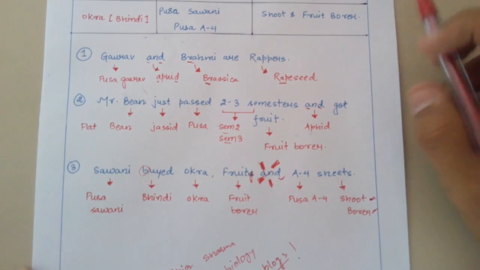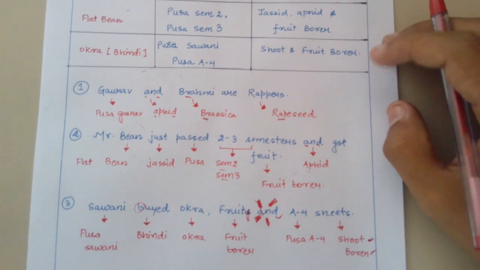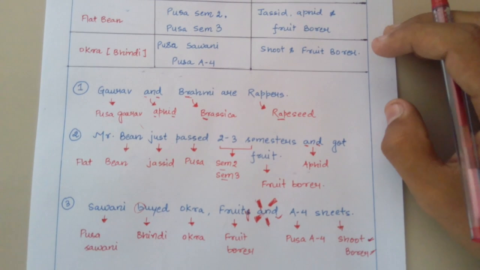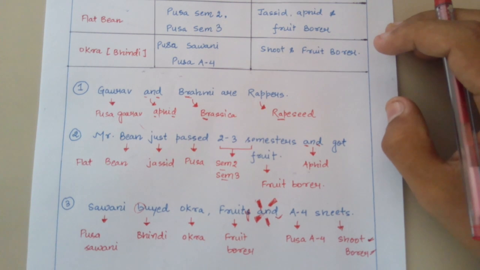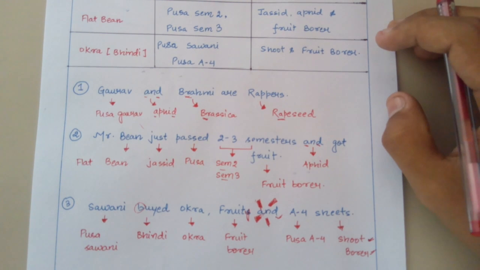So these are the three tricks to understand the whole table. We are going to revise it once more. The first trick is for brassica: Gaurav and Brahmi are rappers, where Gaurav means Pusa Gaurav, "and" means aphid, Brahmi means brassica, and rappers means rapeseed mustard, which is another name of brassica. The second trick is Mr. Bean just passed 2-3 semesters and got fruit, where Mr. Bean means flat bean, "just" means jassid, "past" means Pusa, 2-3 semesters means Sem 2 and Sem 3, which are the different varieties of flat bean, "and" means aphid, and fruit means fruit borer.